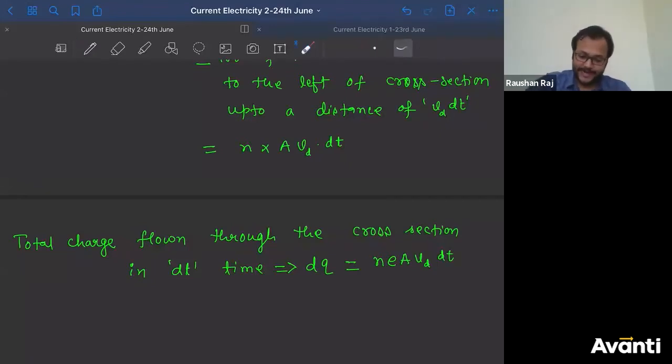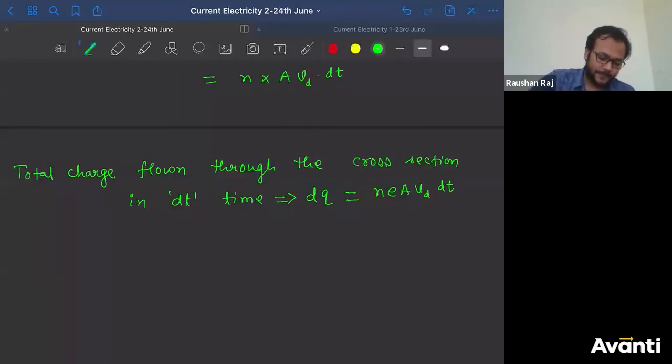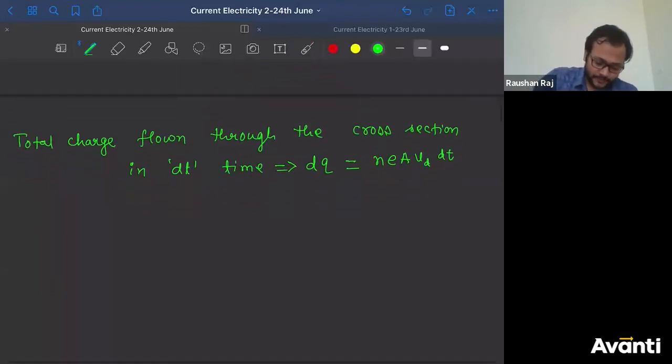However, I should put a negative sign here, but I'm just talking about the total charge that will flow. I should put a negative sign here because the charge of an electron will be negative, right? Because I'm going to find out the current, in that current I will not be talking about the negative or positive sign. I will just be talking about the magnitude. That is why I'm not considering the sign here. However, you should consider that.